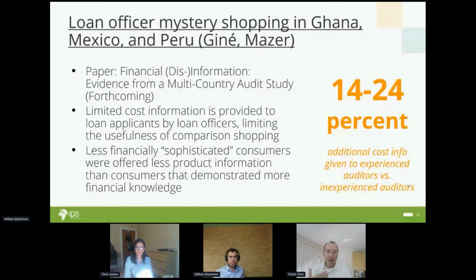So if somebody from the regulator comes in, well dressed, and basically says, I want to know how you treat consumers, then of course the experience is going to be very different from that of a regular consumer. So that's why it's important, when doing these audit studies, that you're capturing a transaction as it would happen in real life. So this first study was done in Ghana, Mexico, and Peru.